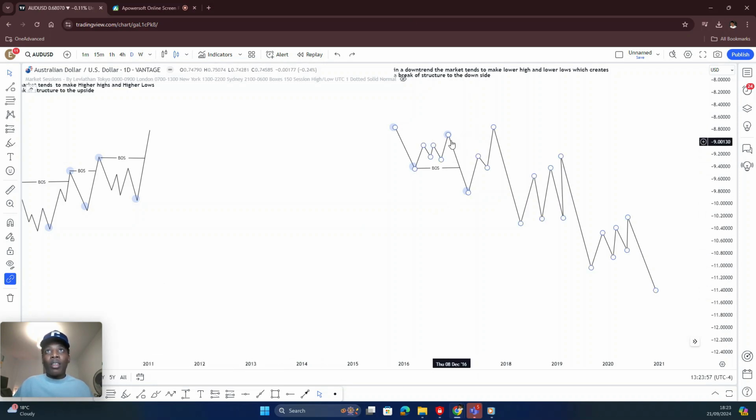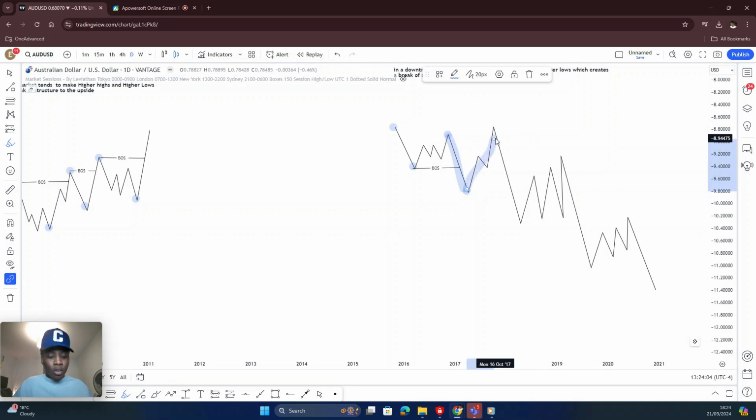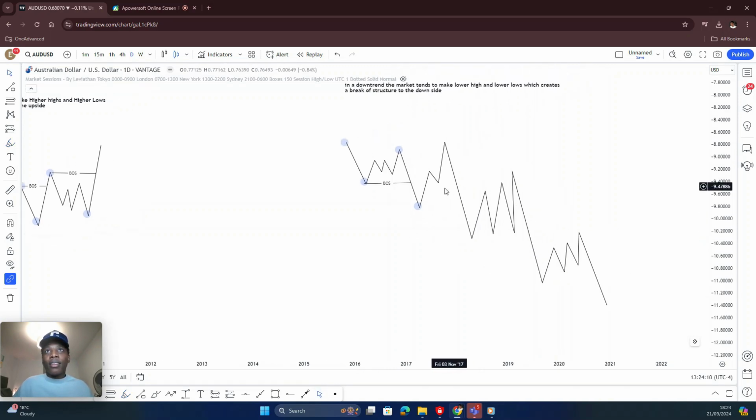Anyways, the next one. We can see that price has now given us our push phase. The next phase is the pullback phase, which is here. This is the pullback phase. So this is your lower high, lower low, lower high, lower low, which created a break of structure to the downside.